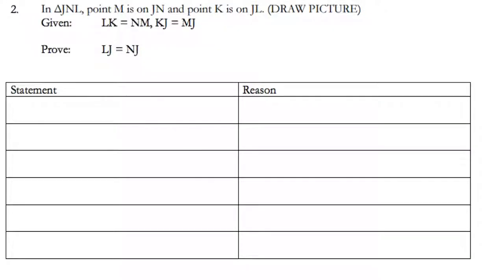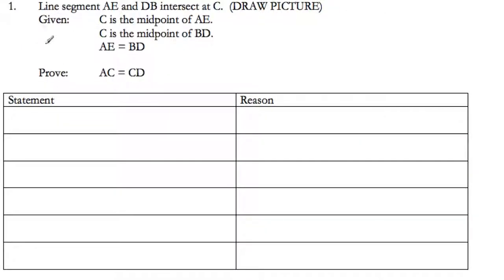One final proof here, or I guess 2 final proofs. This final proof here is we have a line segment, and AE and DB intersect. So it says draw a picture, so that's a great idea to help us out. So these two segments intersect at point C, and so I have AE and BD. I want to prove that AC is equal to CD.